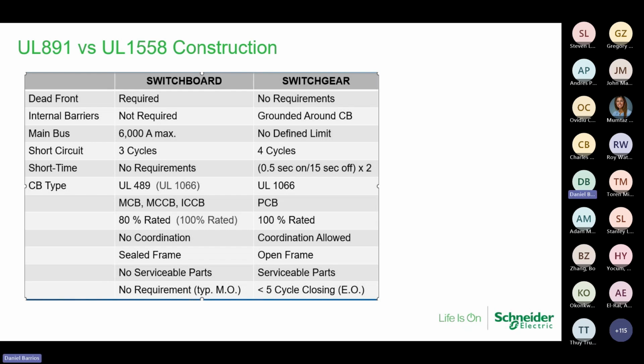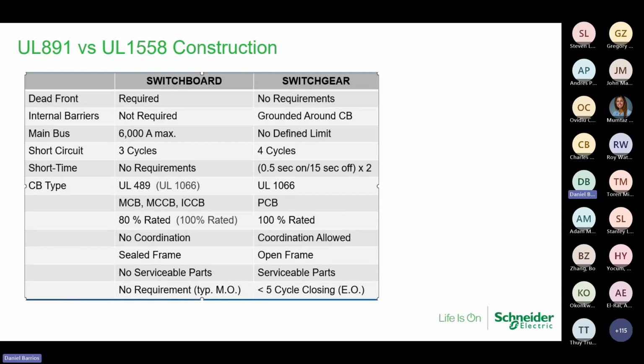In the case of circuit breakers, as we've stated, 489 molded case, insulated case breakers are allowed. You can exceed that by going to a 1066 breaker. Those are power circuit breakers. Many times when we're looking at an 891 construction, you may have an 80% rated breaker. In the case of 1558, we're going to give you 100% rated breakers. And then the bottom line is the serviceability of parts.